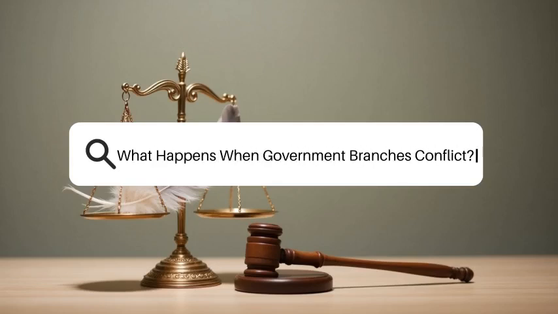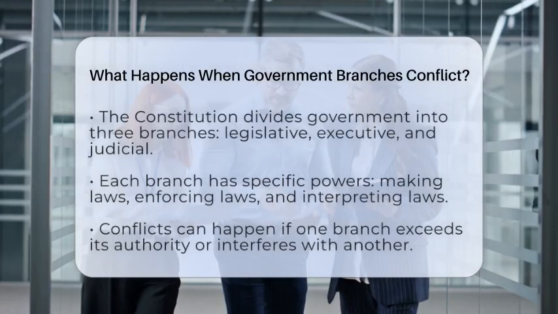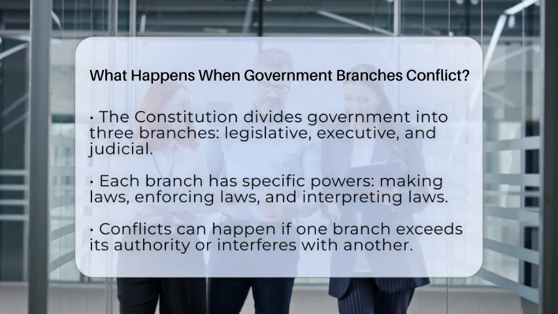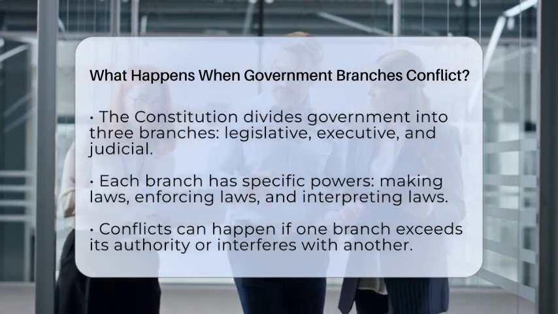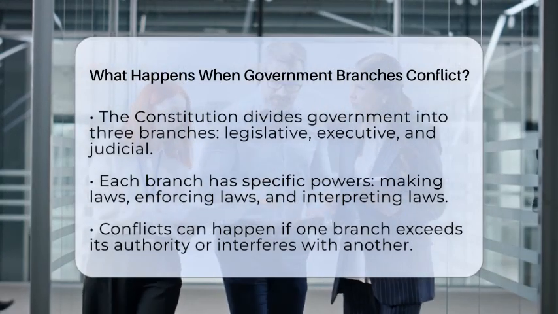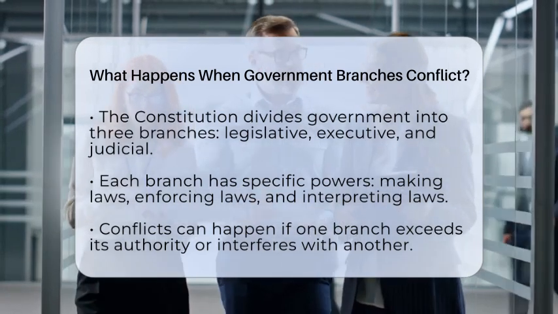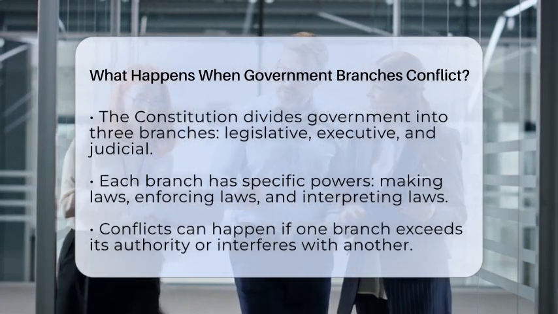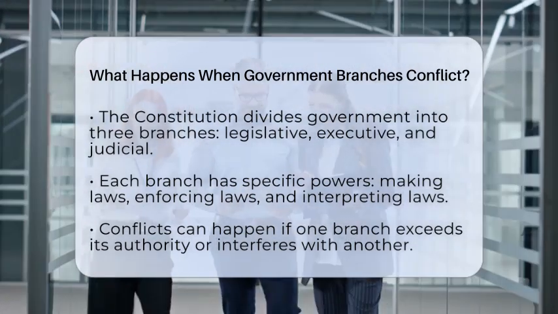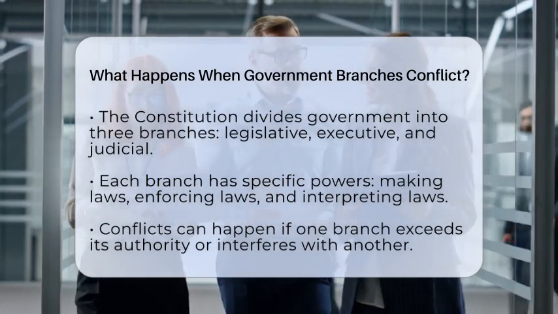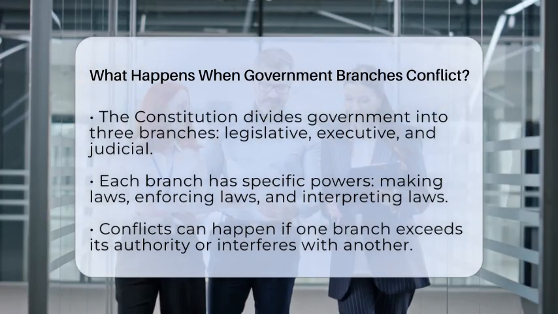What happens when government branches conflict? Imagine a situation where the legislative branch tries to pass a law, but the executive branch refuses to enforce it. Or maybe the judicial branch declares a law unconstitutional, but the other branches disagree. What happens then? This is where the idea of separation of powers comes into play. It is a key part of the Constitution that keeps the government balanced and fair.